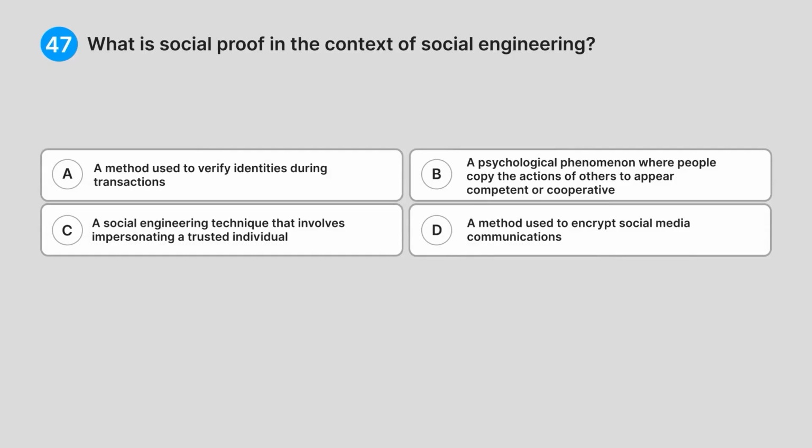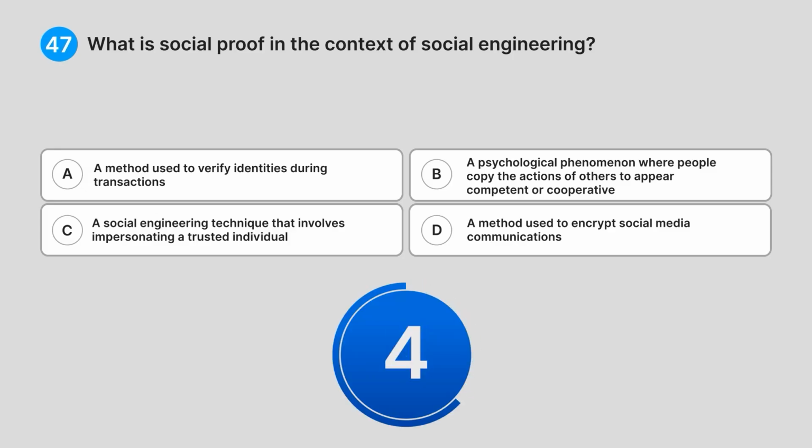47. What is social proof in the context of social engineering? A. A method used to verify identities during transactions. B. A psychological phenomenon where people copy the actions of others to appear competent or cooperative. C. A social engineering technique that involves impersonating a trusted individual. D. A method used to encrypt social media communications. Do you know the answer?